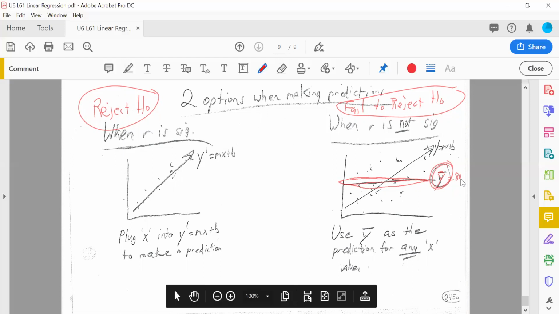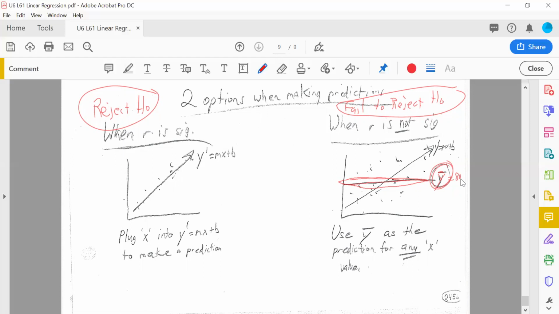You don't plug 80 into the equation. You don't do anything with 80. Y bar is just a prediction. And you might say, Claudia, that's not even a great prediction. And you're right, but there is no good prediction. So y bar is as good a predictor as anything.